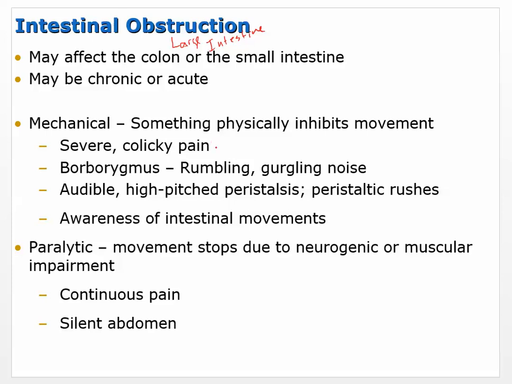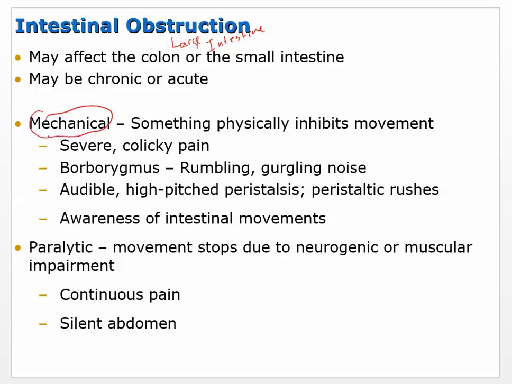You may still have some motility, so your intestines are still trying to push the food through. Maybe severe colicky pain, probably around the site of the obstruction. Borborygmus, which is a rumbling or gurgling noise. I think the important thing to notice with mechanical is that this interruption may cause an increase in noise as gases get trapped in there, and it's trying to push it through, putting pressure on it. So you're going to hear a lot of noises if it's mechanical.